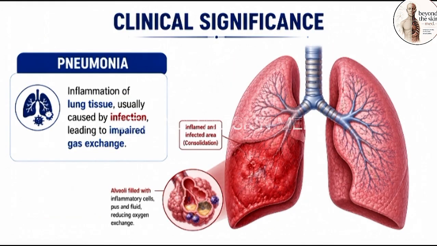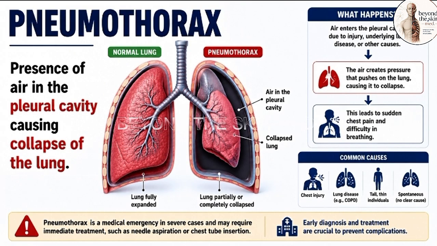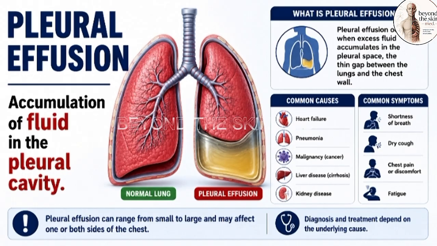Clinical significance. Pneumonia. Inflammation of lung tissue, usually caused by infection, leading to impaired gas exchange. Tuberculosis, TB, a chronic infectious disease caused by Mycobacterium tuberculosis affecting lung tissue. Pneumothorax. Presence of air in the pleural cavity causing collapse of the lung. Pleural effusion. Accumulation of fluid in the pleural cavity.